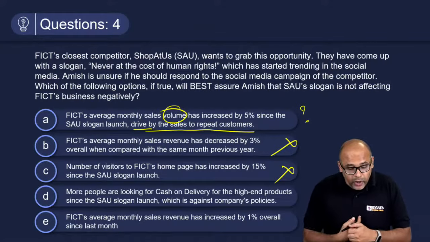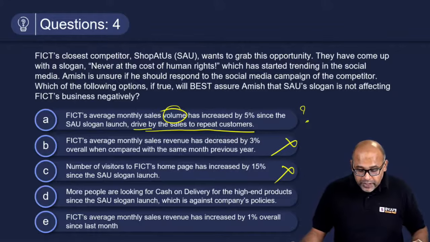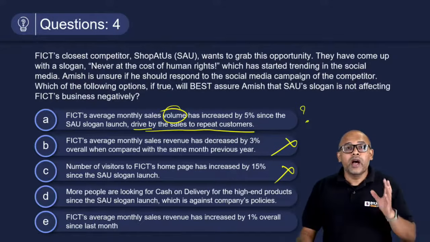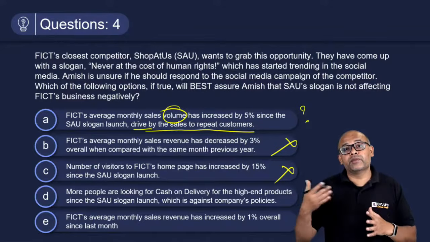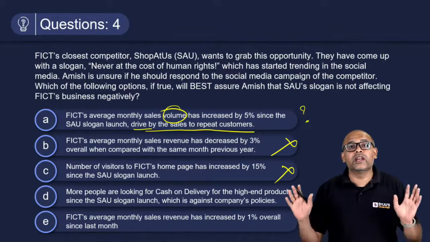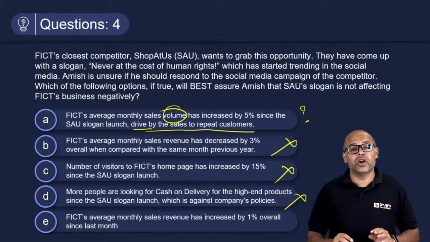Okay. Then look at option D. More people are looking for cash on delivery for high-end products since the SAU slogan began, which is against the company's policies. This is nowhere related to my problem. I want to convince or try to explain that the competition is not affecting me. This has got nothing to do with that at all. So straight away my D is gone.